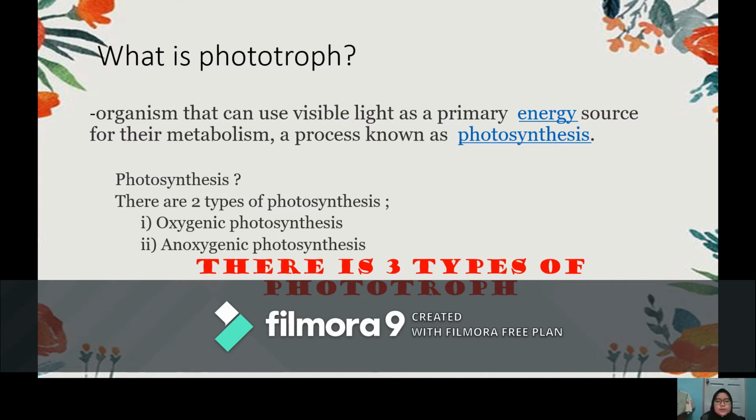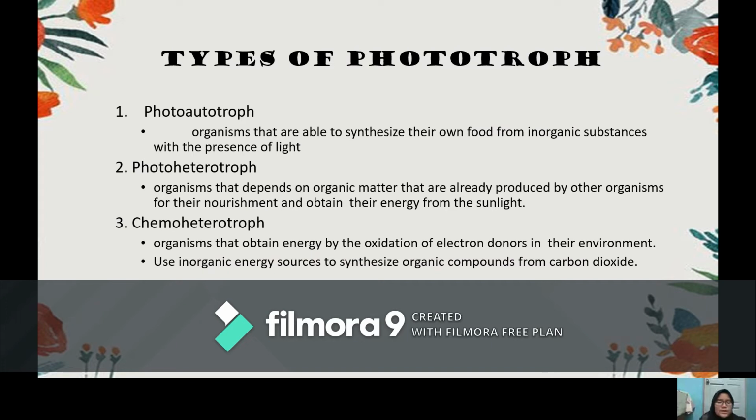There are three types of phototroph. The first is photoautotroph, the second is photoheterotroph, and the third is chemoheterotroph. Photoautotroph and photoheterotroph both still use light as their source of energy. But photoautotrophs are able to synthesize their own food, while photoheterotrophs depend on organic matter that is already produced by other organisms. The third one is chemoheterotroph.